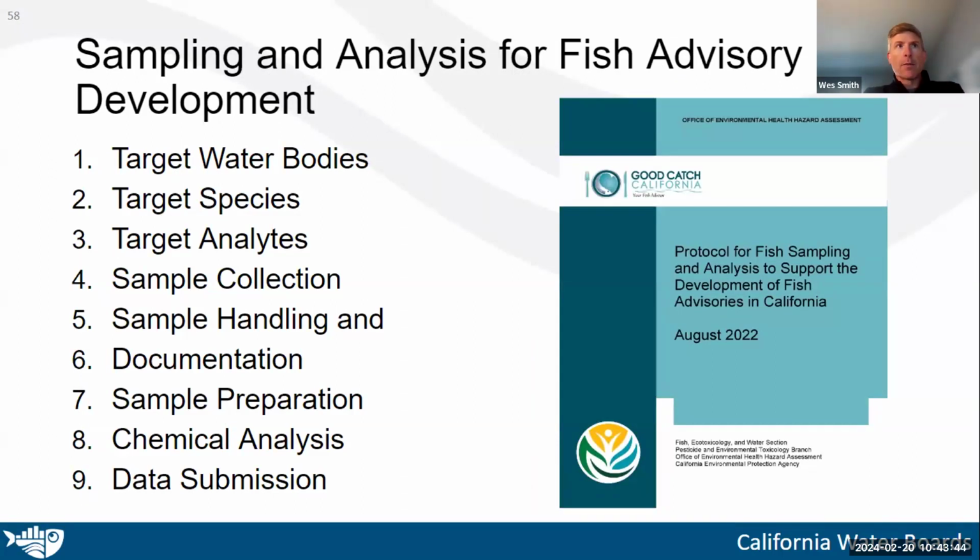In this document, we put together about 9 different steps, starting with target water bodies, which I think most people probably know what water bodies they're interested in monitoring. Target species, and Jay used the term priority, but we use that interchangeably. Target analytes, sample collection, sample handling, and documentation. Sample preparation, chemical analysis, and data submission.